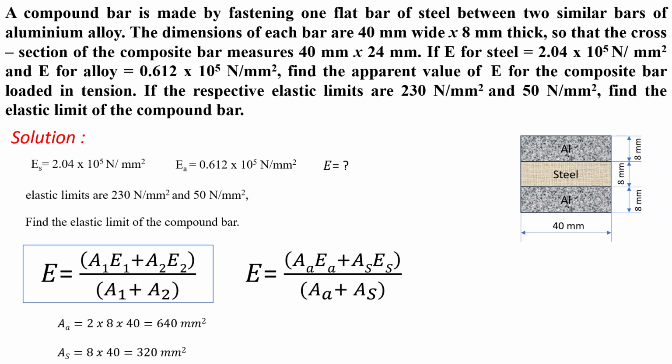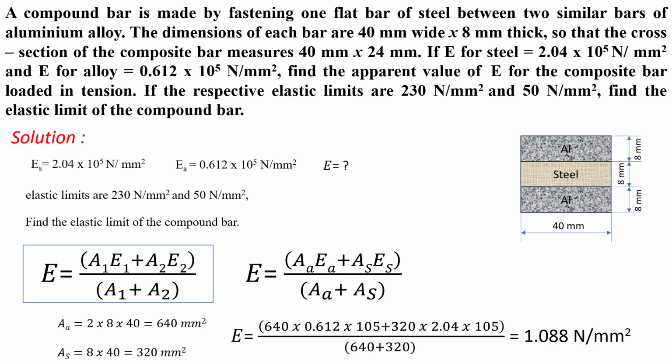For aluminum, there are two bars and each one has 8 into 40. So the total cross sectional area of the aluminum bar is 2 into 8 into 40, that is 640 mm square, and the steel bar is only one, so its cross sectional area is 8 into 40, that is 320 mm square. Also, the data gives the Young's modulus of the aluminum as well as the steel, the EA value and ES value. Then substitute these values in the equation of E. So we will get the Young's modulus value of the composite section as 1.088 Newton per mm square.